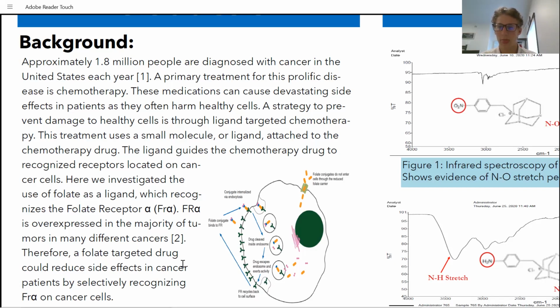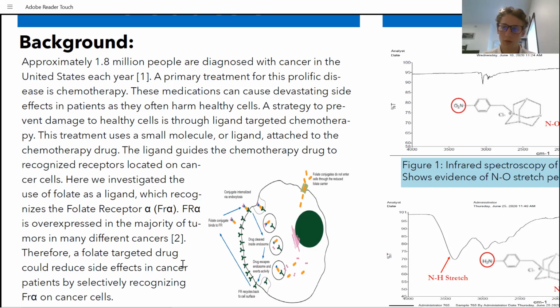So essentially, the goal of this research is to attach something to the chemotherapy drug that guides it specifically to the cancer cells. And that's where the term ligand-targeted chemotherapy comes from. The ligand is essentially the guide molecule. And in this instance, we're going to be using folate for the ligand, and cisplatin is the chemotherapy drug.